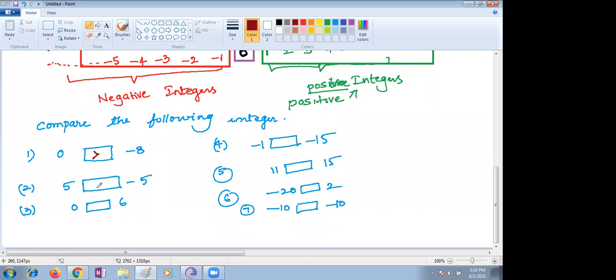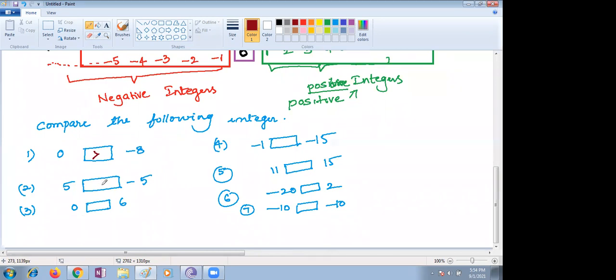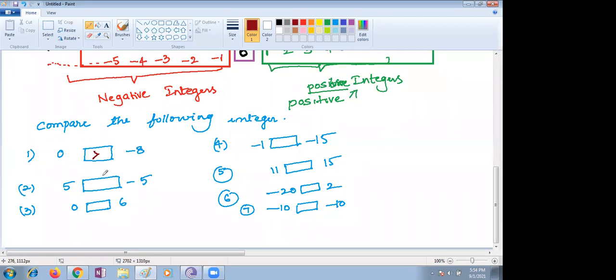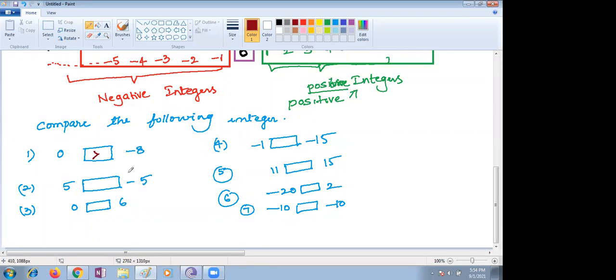Ma'am, the answer is 5. 5 is greater or -5 is greater? The positive is 5, ma'am. Very good. Can you give the reason also? Yes, ma'am. Because in number line, positive 5 is on the right side, negative 5 is on the left side.